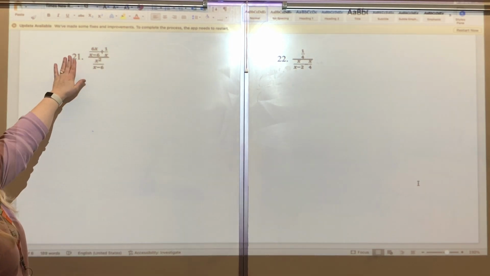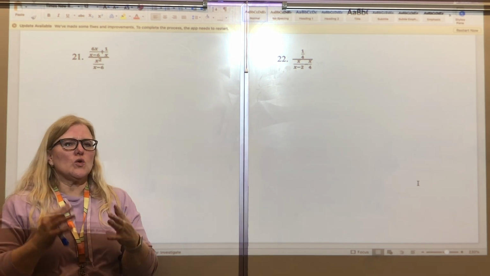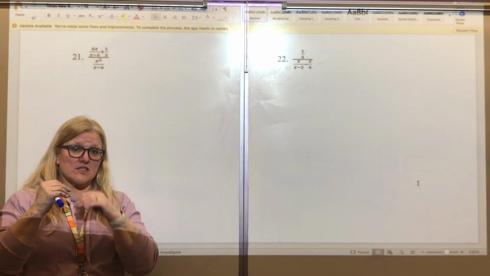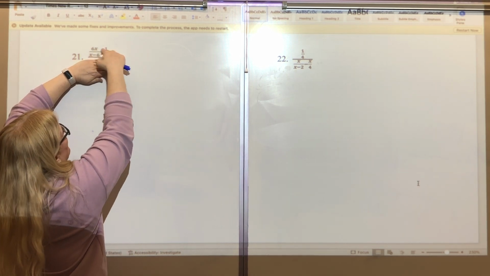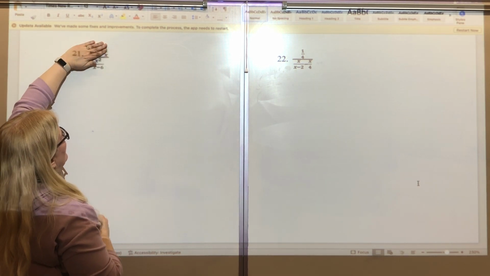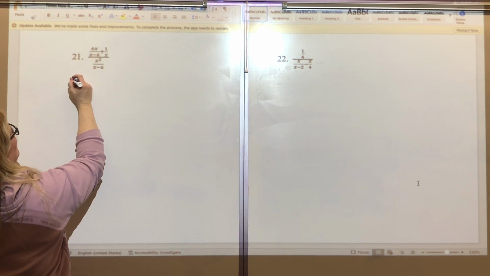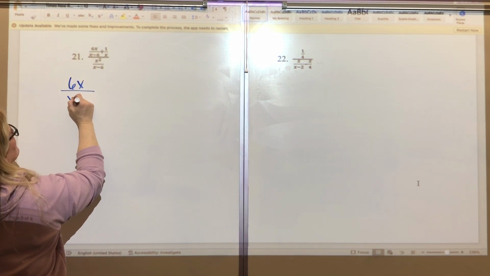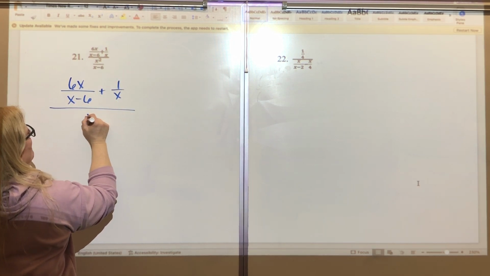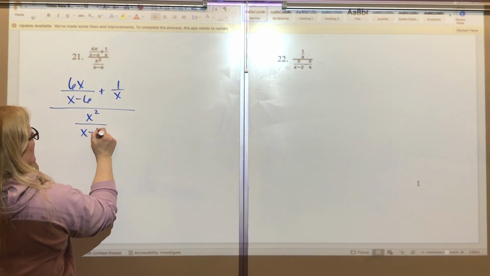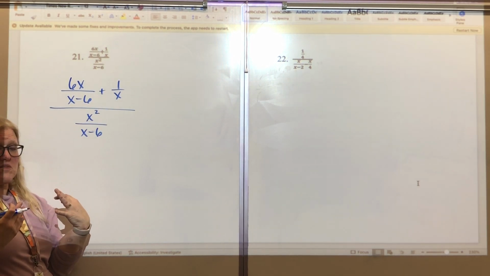Number 21. This one, you can keep them both different or separate until you put them together. You can find the least common denominator for this one, and then this is just by itself. But in this particular problem, here I'll write it bigger. Okay, in this problem, the least common denominator is pretty easy to get for both, that it's the same thing.